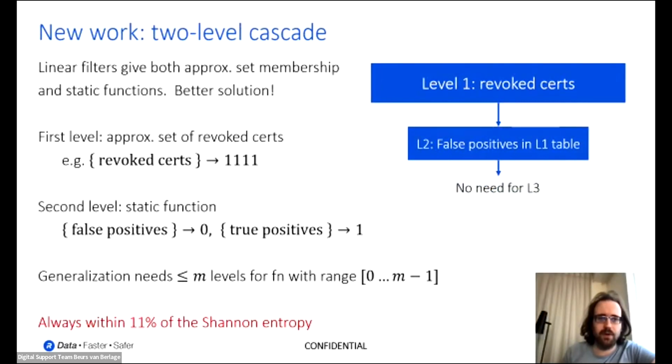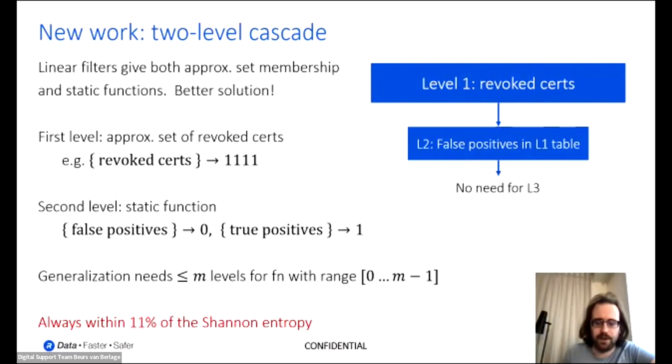In this new work, I propose using instead a 2-level cascade that takes advantage of both static functions and approximate sets. As in CR-Lite, at the first level, you build an approximate set containing all the revoked certs. This gives you some list of false positives and, of course, the true positives, which is the certs that were revoked. And then at the second level, you compile a static function that maps the false positives to 0 and the true positives to 1. Because the static function always gives the correct answer, you don't need a level 3.